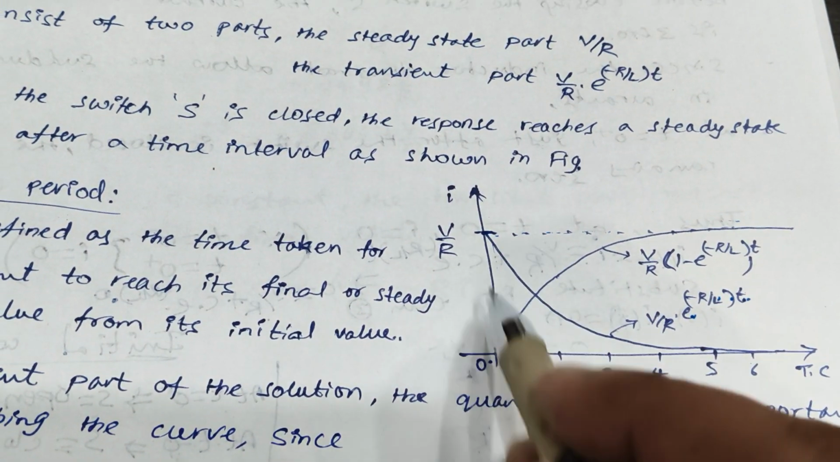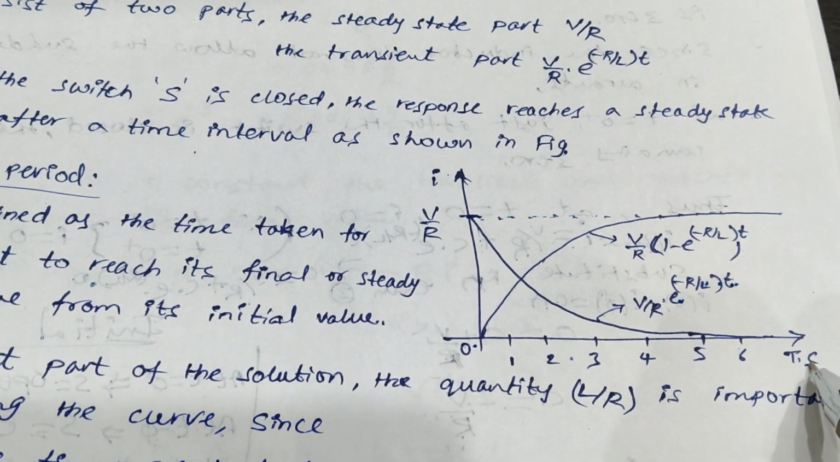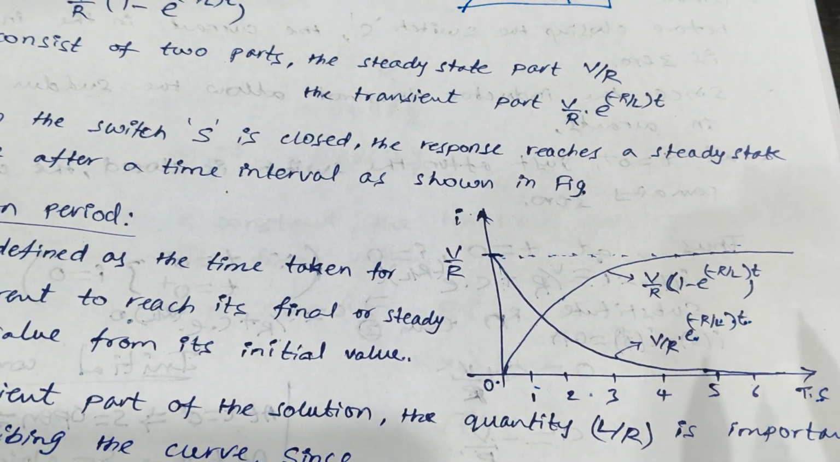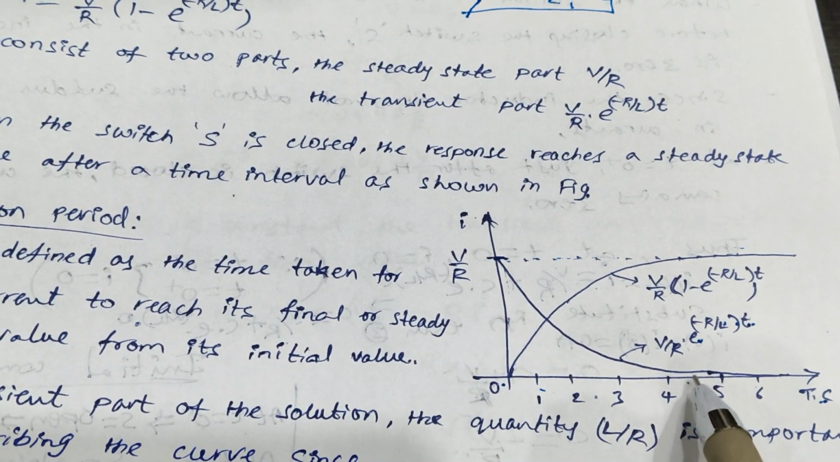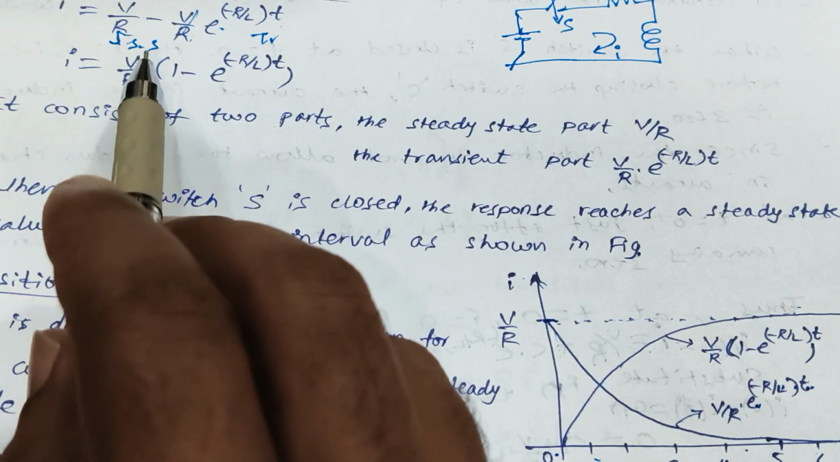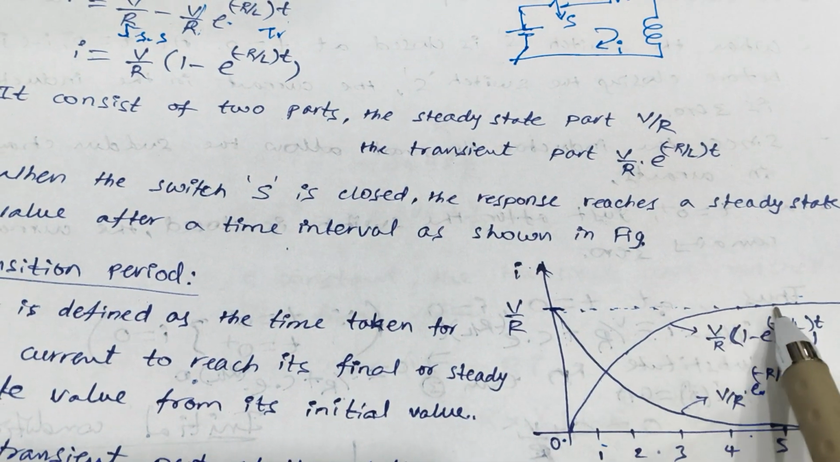On the y-axis I have considered the current response. On the x-axis I have considered the time constant. How we get this time constant, we'll see further. As of now, the transient part of the curve I have drawn here. And the steady state is V by R, and that V by R curve I have also drawn as a dotted line.